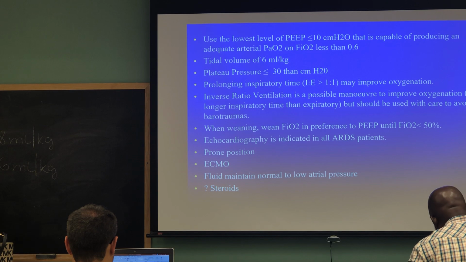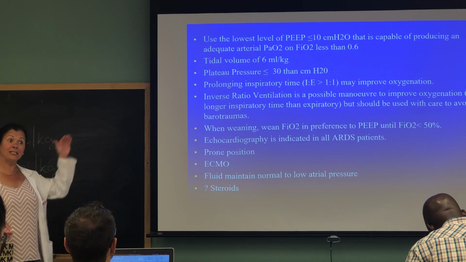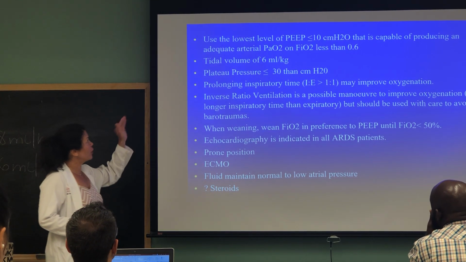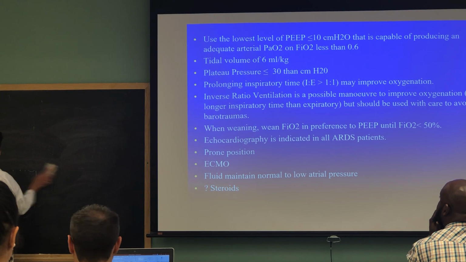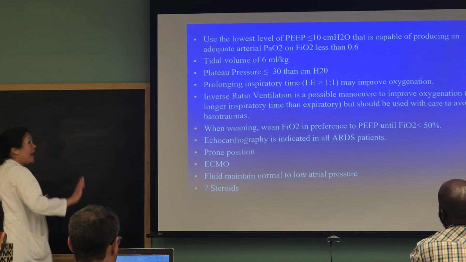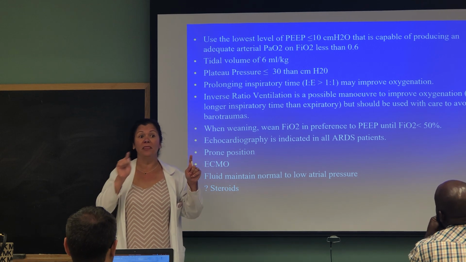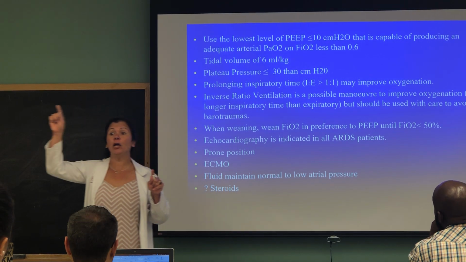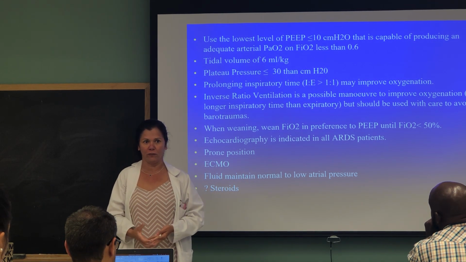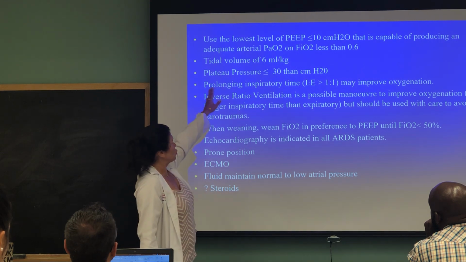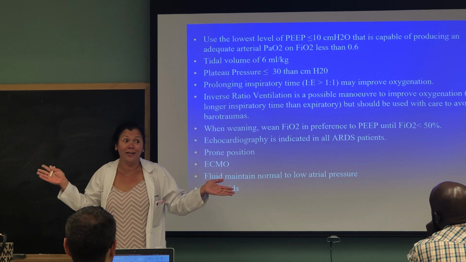So the ARDSnet recommends on their guideline these principles, okay? And the first principle is that, even though they recommend to go higher on PEEP than on tidal volume because of the alveolar collapse, loss of surfactant, they say that try to use the lowest PEEP possible. Possible, I'm not saying that if you have to stay at 20, you have to stay at 20.